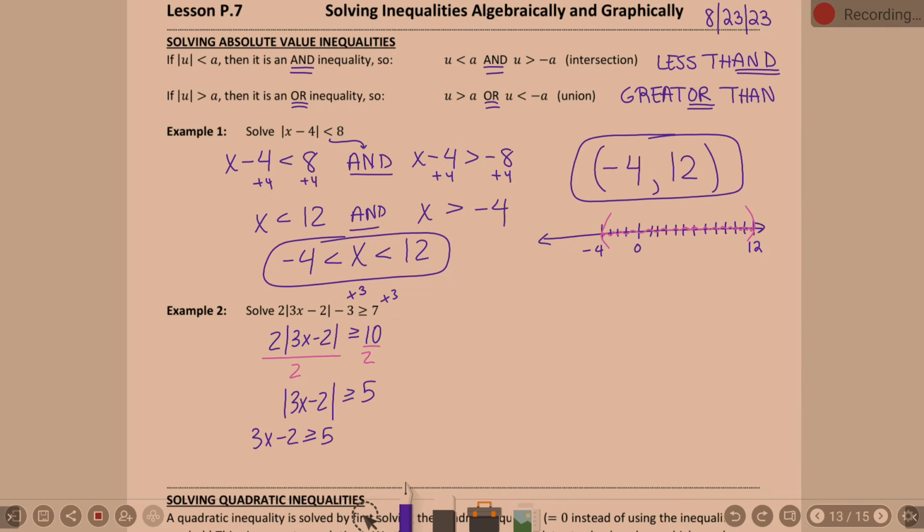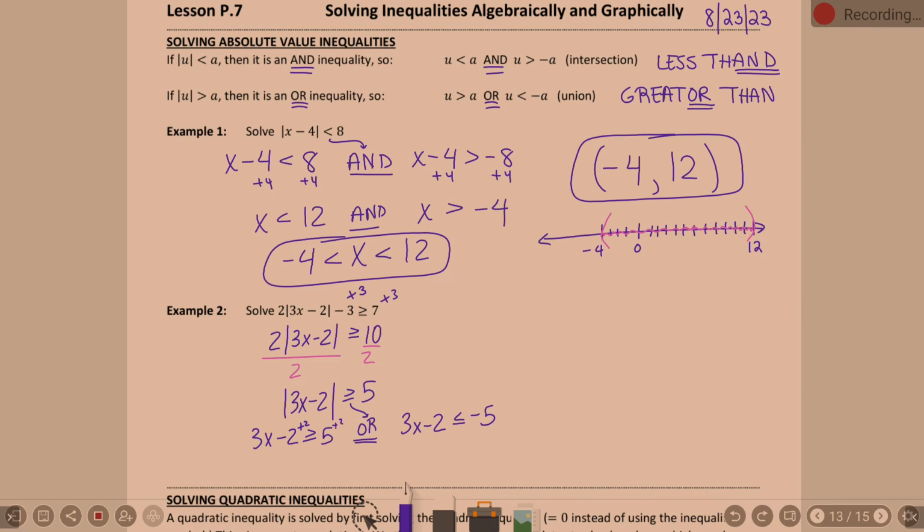Greater than or equal to means we are using the word or. The second statement, kind of like last time, we changed 2 things. 3x minus 2, what's in the absolute value, stays the same. Change 2 signs. Greater than becomes less than or equal to. Positive 5 becomes negative 5. And then we solve. Do your solving.